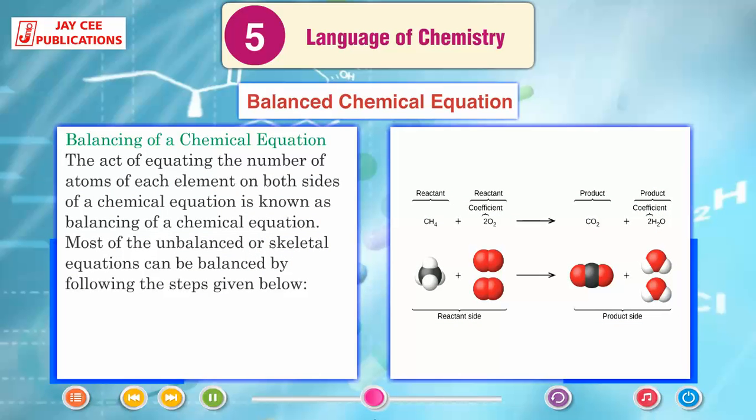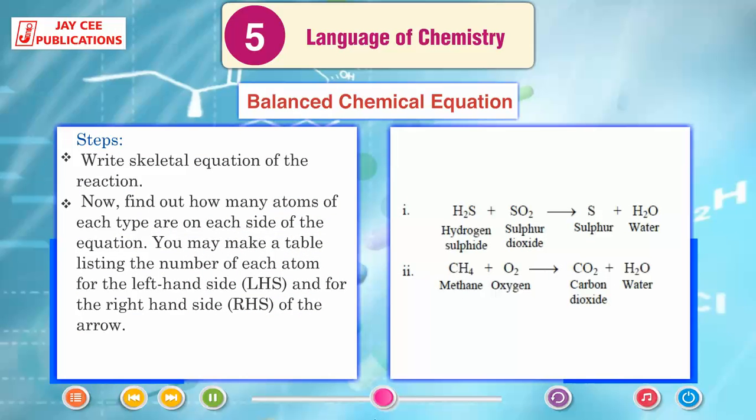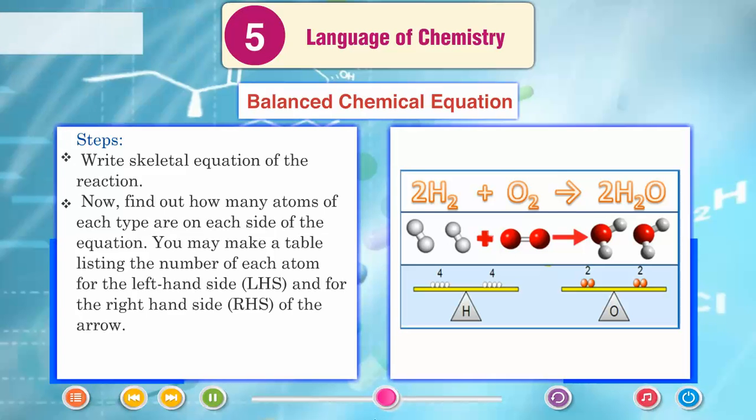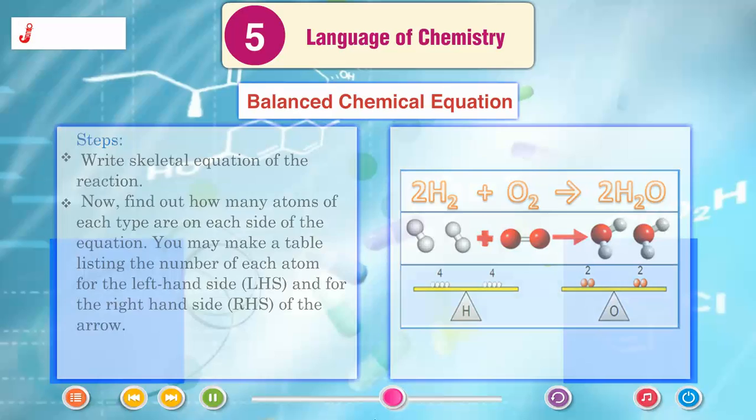Balancing of a chemical equation. The act of equating the number of atoms of each element on both sides of a chemical equation is known as balancing of a chemical equation. Most of the unbalanced or skeletal equations can be balanced by following the steps given below. Steps. Write the skeletal equation of the reaction. Now find out how many atoms of each type are on each side of the equation. You may make a table listing the number of each atom for the left hand side (LHS) and for the right hand side (RHS) of the arrow.